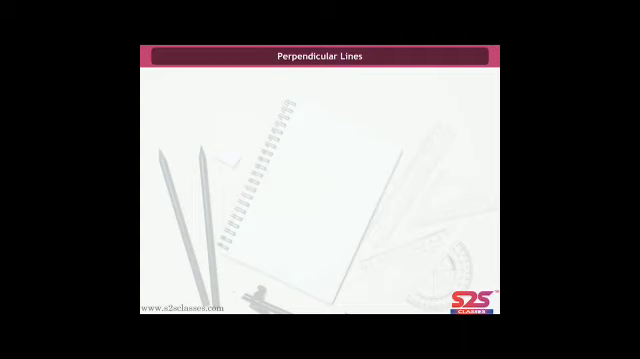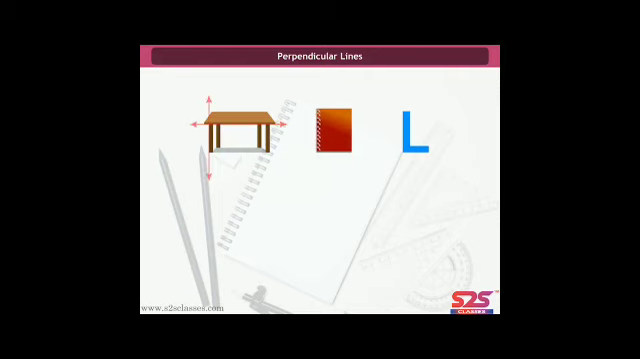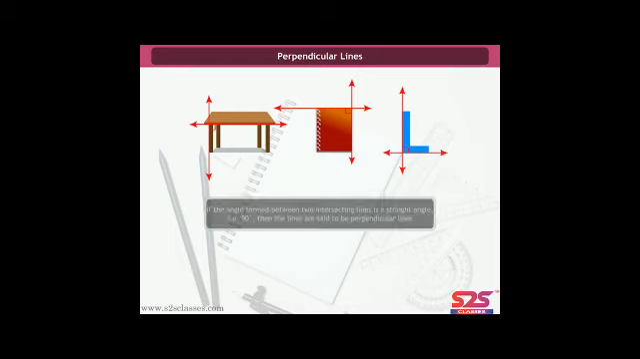Perpendicular lines. Consider these figures: a table, a book, and the English alphabet L. All these figures have two intersecting lines. Note that the angle between these intersecting lines is 90 degrees. Such lines are called perpendicular lines.